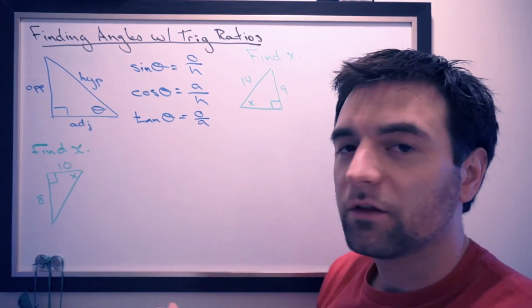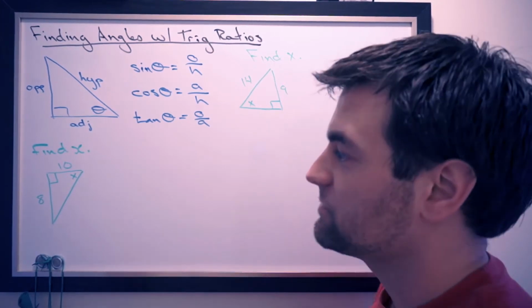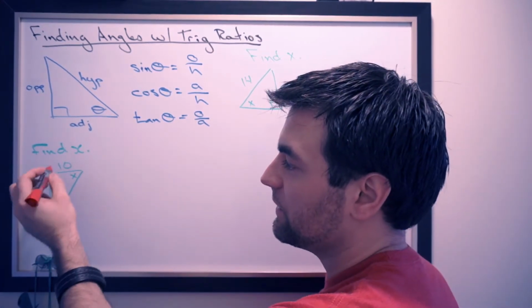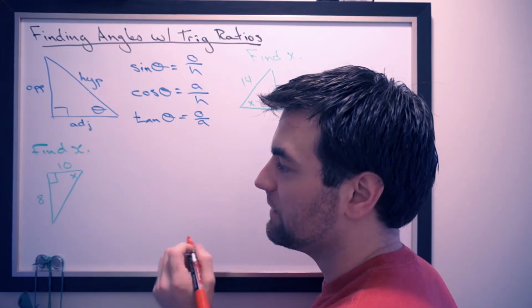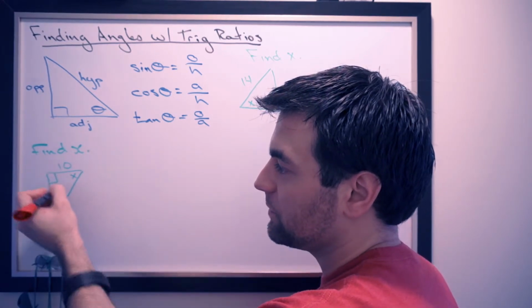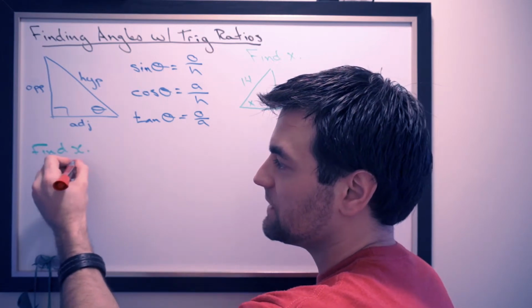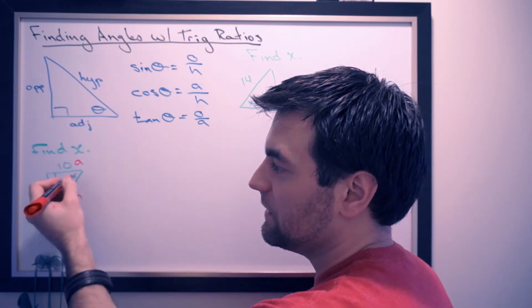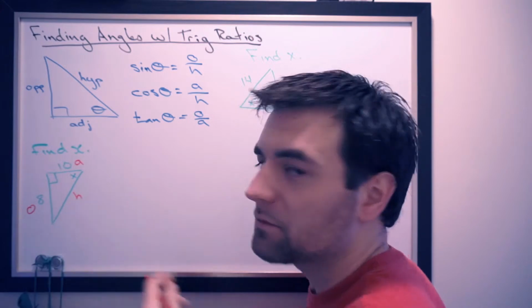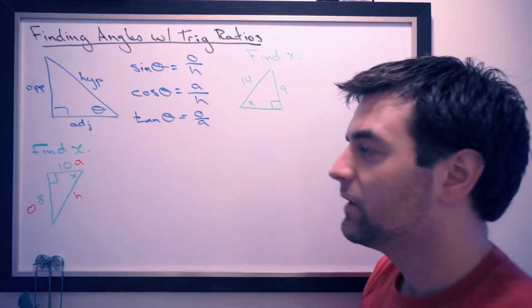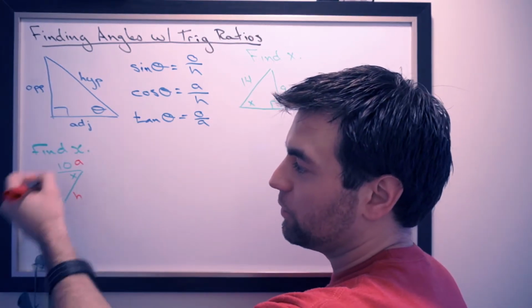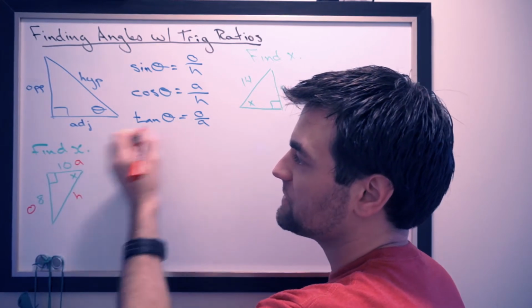So working with this example here, we have a triangle that has an angle here, a side of 8 and a side of 10. This side here would be the hypotenuse because it's across from the right angle. This side's touching the angle, so it's the adjacent. And this side here is the opposite because it's across from the angle. So seeing as how we're working with O and A, that would be the tangent formula.